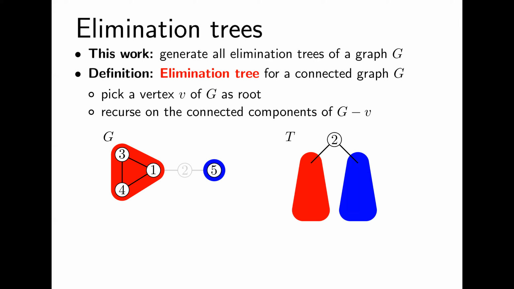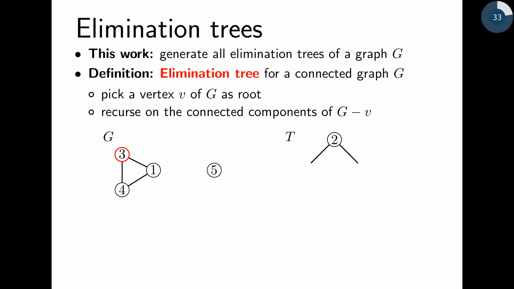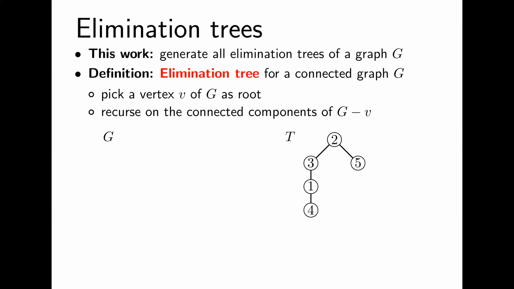Okay, so now I recurse. So let's say I first recurse into this red part. And I may choose this vertex 3 to be removed next. So this will become the next vertex in my tree. And then when I remove 3 from the triangle, a connected graph remains on those 3 vertices, namely a single edge. So now I may continue, remove 1 and then I remove 4, and now those vertices are gone, and the only thing left is this right subtree, and there's only 1 vertex, and this is 5. Okay, so this is one particular elimination tree for this graph G.